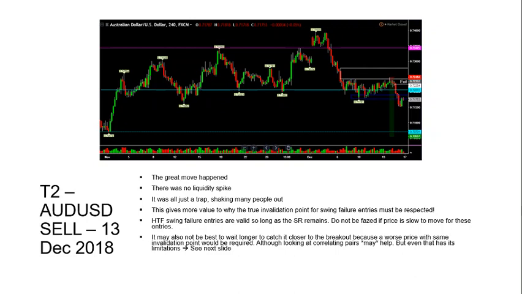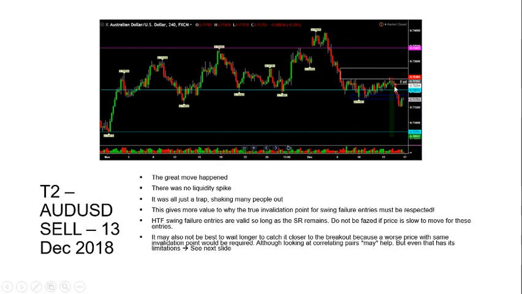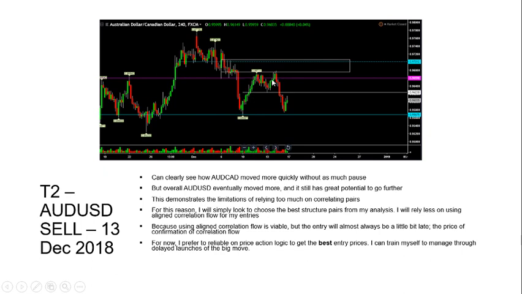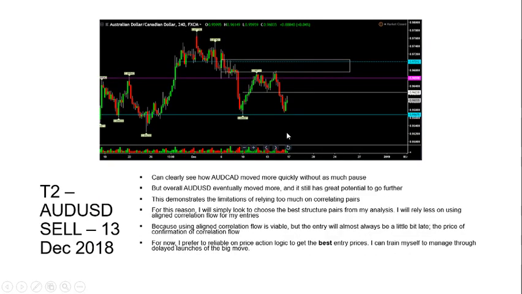So looking at correlating pairs may help, but I realize it has some limitations, and that's what I see over here. Looking at Aussie CAD and comparing with Aussie US. Aussie US reacted, a lot of hanging around, and then finally a big move. Aussie CAD reacted a bit more strongly, a little bit of hanging around, and then the big move. But overall, the Aussie US move was bigger than the Aussie CAD move, and it still has more potential. What does this mean? This means that the price action structure is more valuable to me because I'm interested in getting on the best pairs with the best potential to move in a large way.